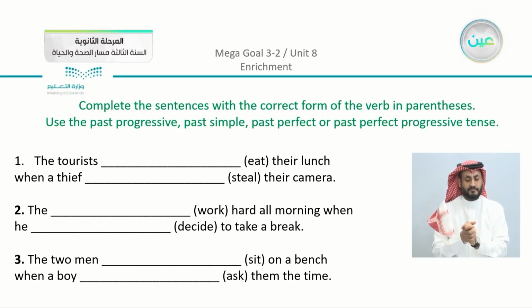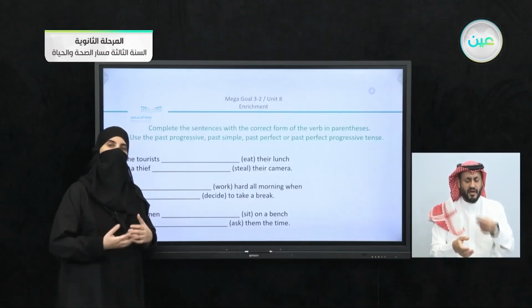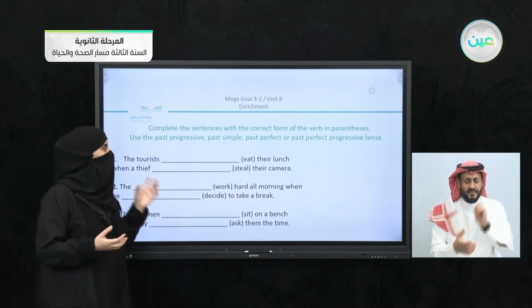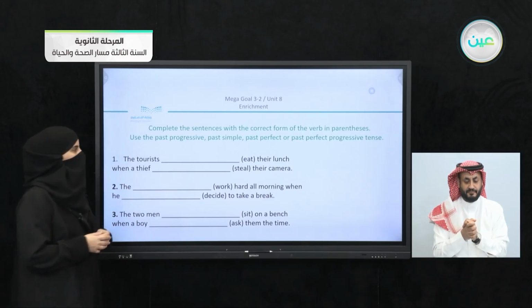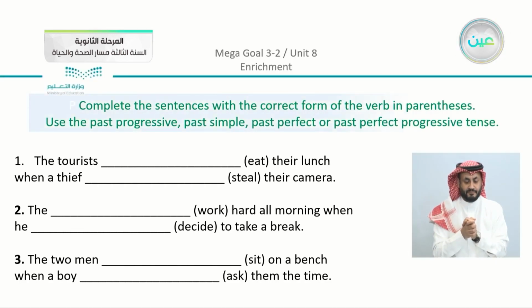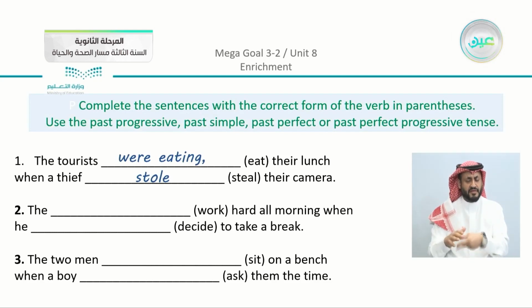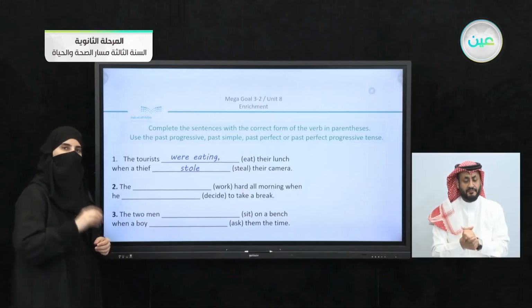So we have here: the tourists blank eat their lunch when a thief blank steal their camera. Just imagine the situation: the tourists were eating when a thief stole their camera. We can say the tourists were eating, this is the progressive, when a thief stole their camera. So one action happened in the middle of the other.